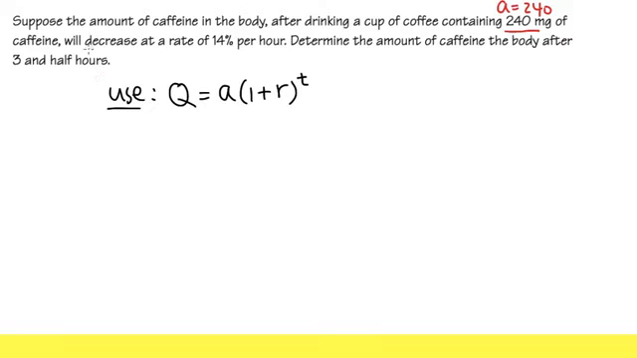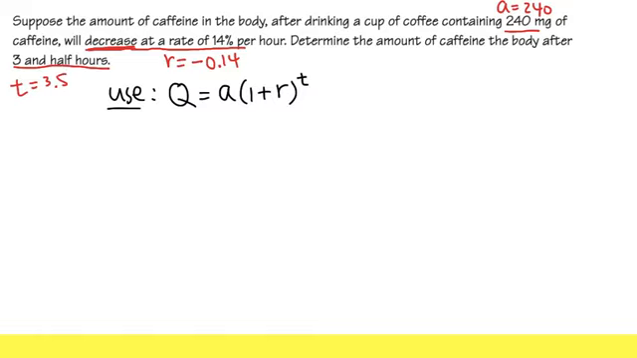And then it says it will decrease. So remember, pay attention to this kind of words. Decrease is a negative word right here. Decrease at a rate of 14% per hour, right? So that means the r is negative. And then the 14% you change to a decimal, which is 0.14. So that's pretty much it. And then right here, the body after 3.5 hours. So this right here tells us the little t is equal to 3.5.